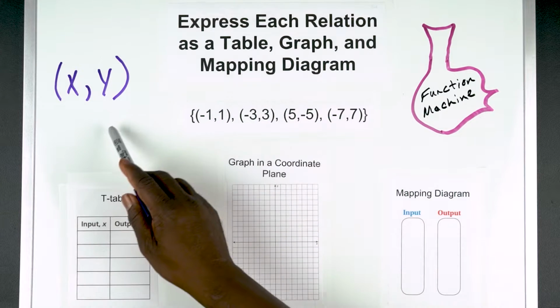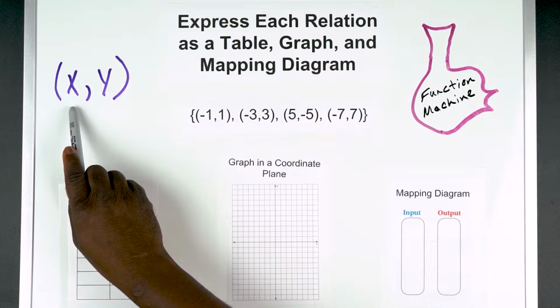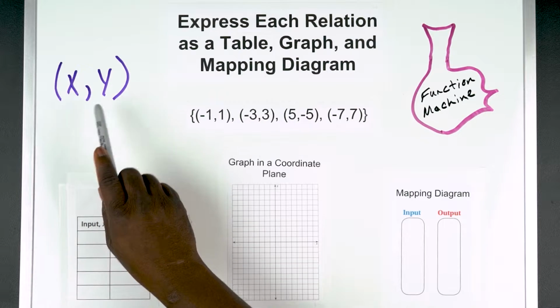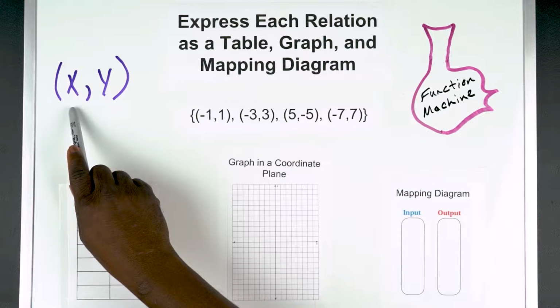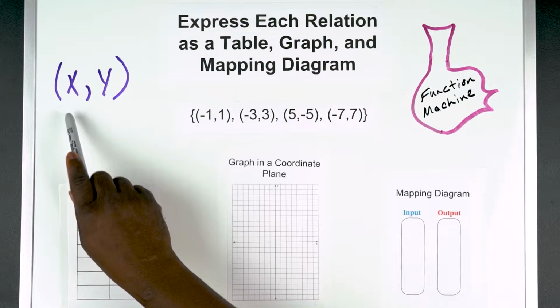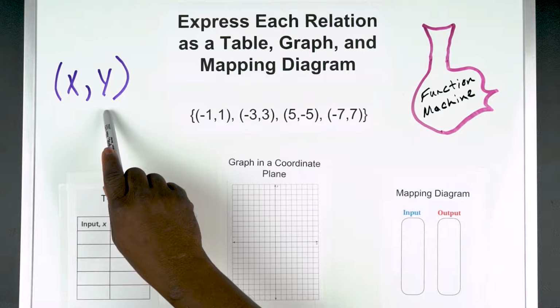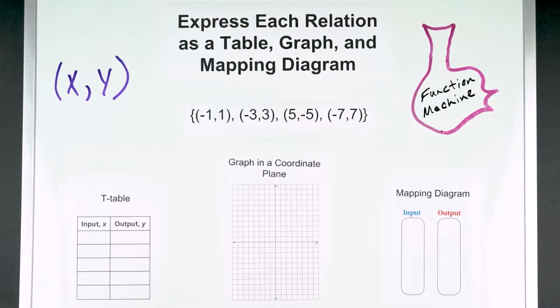Here we have our ordered pair, where we have x as the x-coordinate and y as the y-coordinate. Now, we also want to acknowledge that x is the independent variable, or input, y is the dependent variable or output. All right.